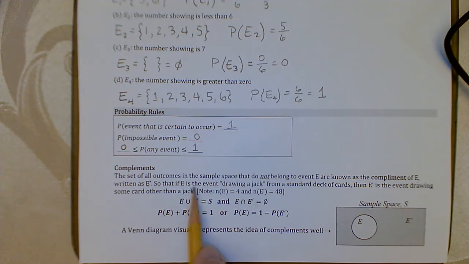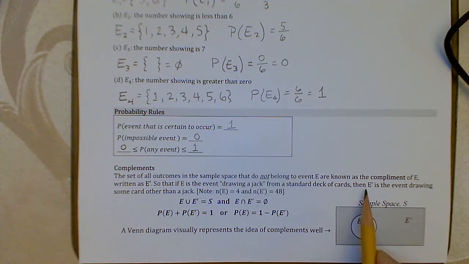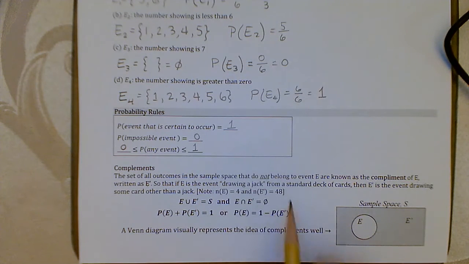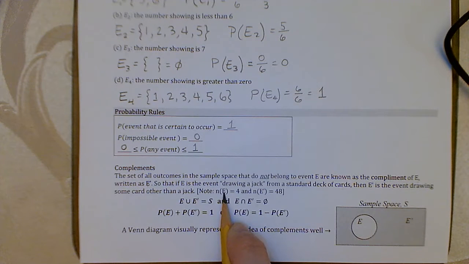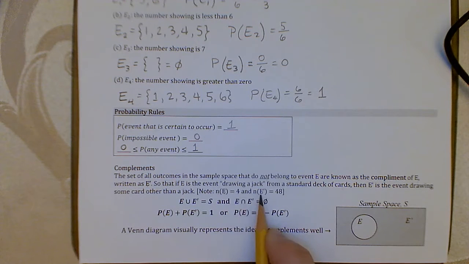So if E is the event of drawing a jack from a standard deck of cards when drawing one card, then E prime, or the complement of E, is the event of drawing some card other than a jack. In this case, note the number of outcomes for E is 4. There are 4 jacks in a deck. We'll see that in a second on the next page here. And the number of ways of the complement of E happening, not getting a jack, well, that would be 48. Don't really need those numbers here, but we'll see that more when we ask to find some probabilities.